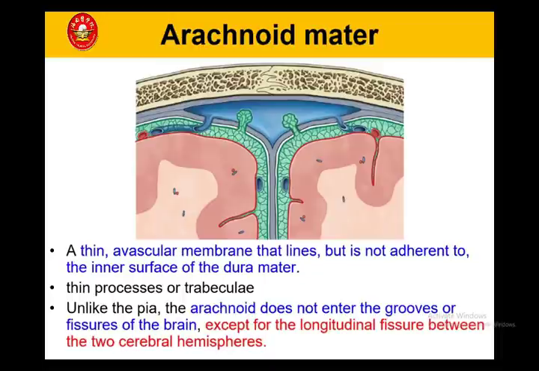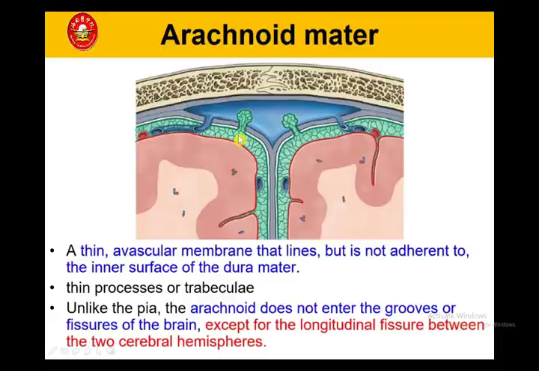Now we're going to talk about the arachnoid mater. The arachnoid mater is a thin avascular membrane that lines, but is not adherent to, the inner surface of the dura mater. These thin processes, or trabeculae, as we can see, are returning the cerebrospinal fluid back into the venous blood.